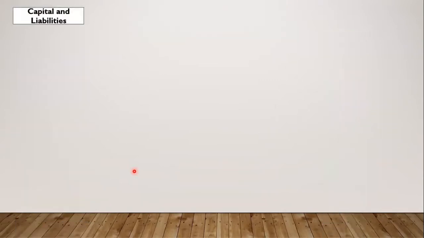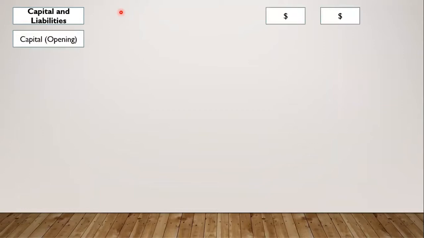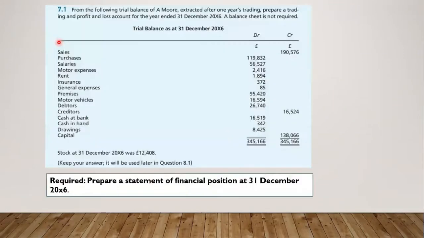The next section is about capital and liabilities. First of all, we will find out the value of our capital, and then we will move to the liabilities section. And then, as the heading says, we have to total the capital and liabilities. So let's first find out the capital. In order to find out capital, I need opening capital first. So I'll go back and check what my opening capital is.